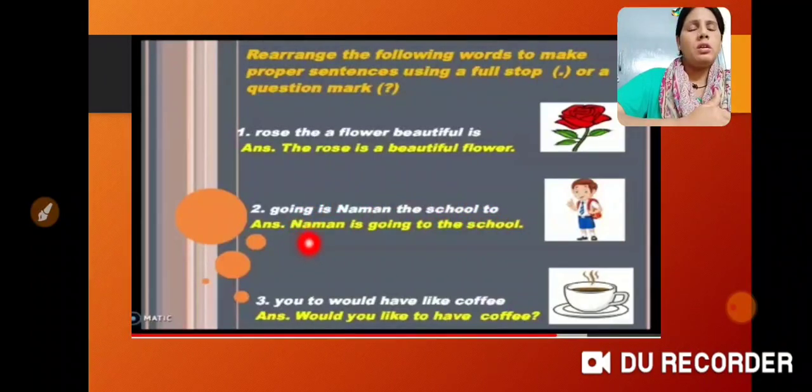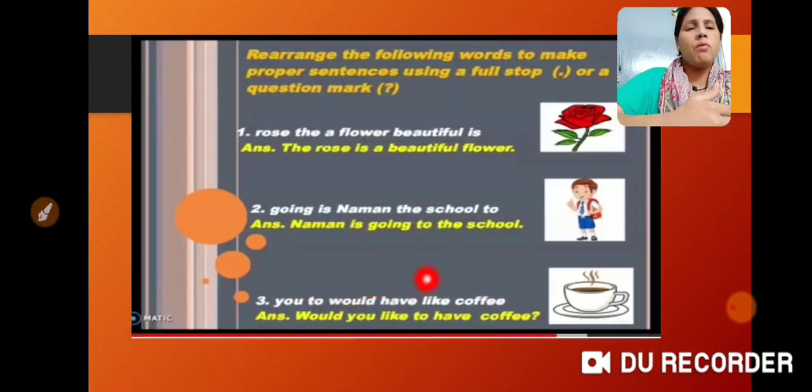The first word of this sentence is Naman. As we have already studied, we always begin a sentence with a capital letter. So the first letter of Naman will be in capital form, and this sentence is telling us something about Naman, that where is he going. He is going to the school. So we will put a full stop at the end of the sentence.